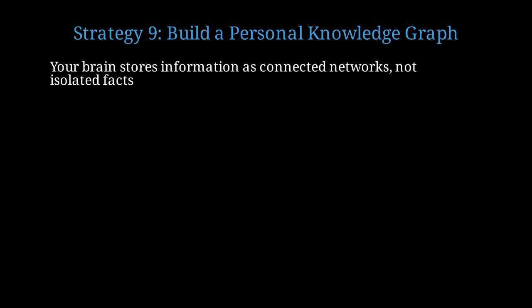Strategy 9. Construct a personal knowledge graph. This is how you externalize and enhance your brain's associative network. Your brain doesn't store isolated facts. It stores information as richly connected networks. You can augment this with external tools.